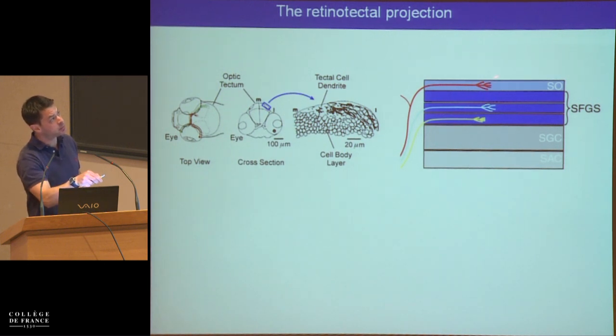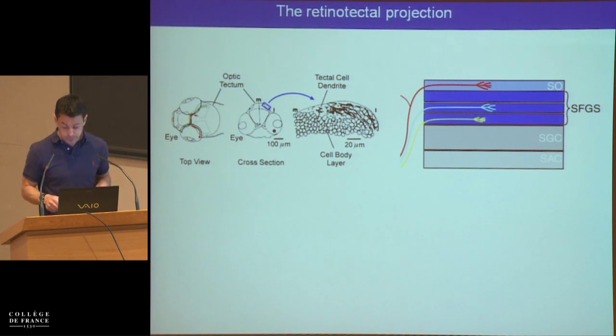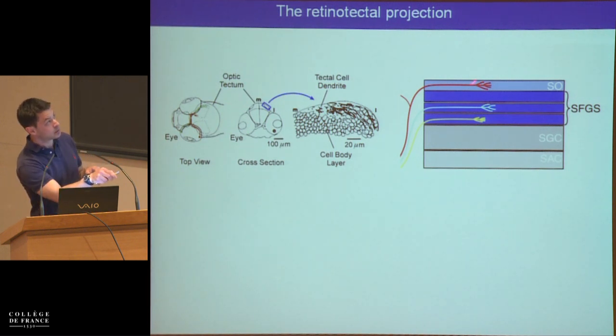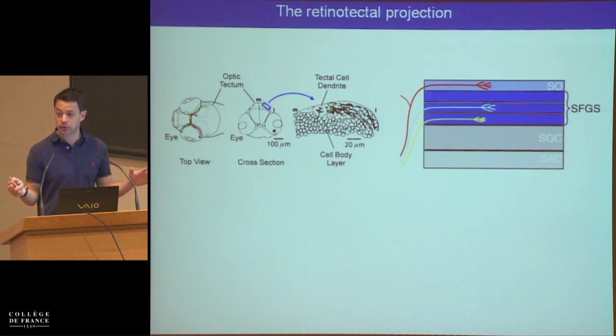And then there are 3 sparsely innervated layers, SO, which is the most superficial layer, SGC and SAC are also sparsely innervated, and they're deeper in the tectum. And it's within these layers that the retinal ganglion cell axons will form synapses with a really diverse array of tectal neurons about which we know very little in the fish.